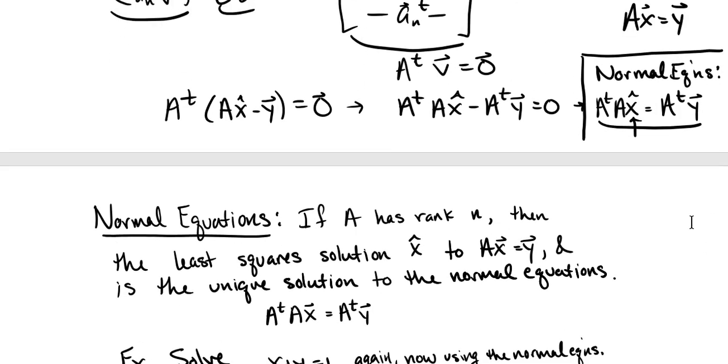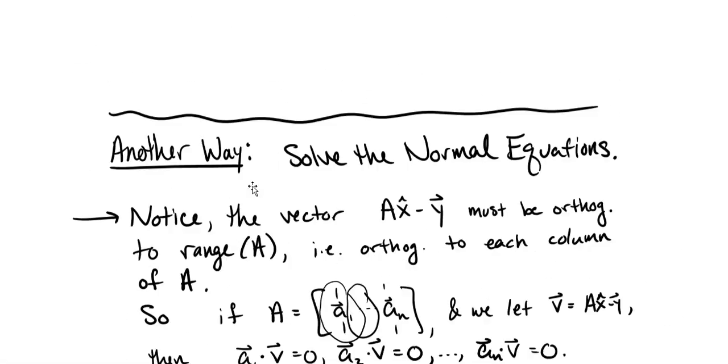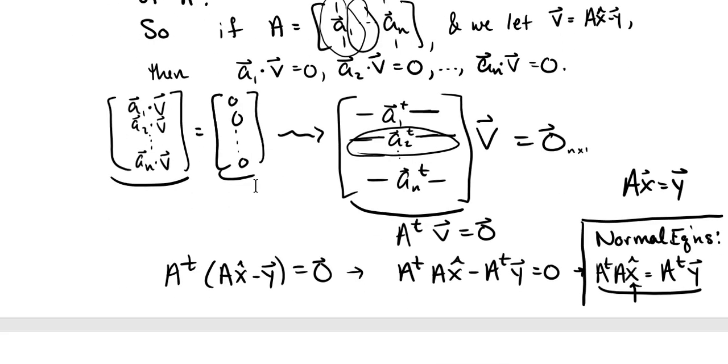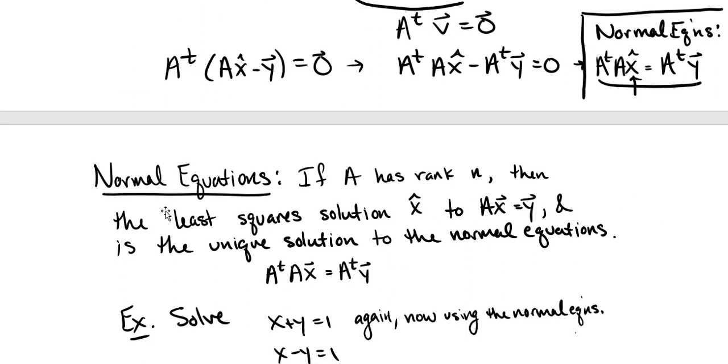So let's look at a nice fact here, summing up what we're saying about these normal equations. If A has rank n, so your matrix has its range equal to the number of unknowns, or the same number of columns as unknowns, then the least squares solution x hat to this original system AX equals Y is the unique solution to these normal equations.